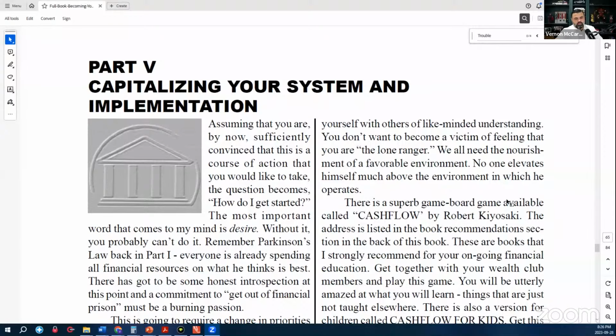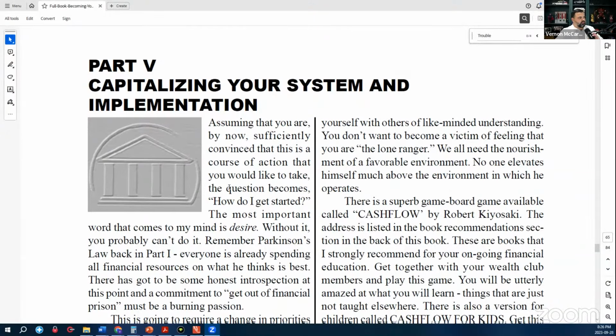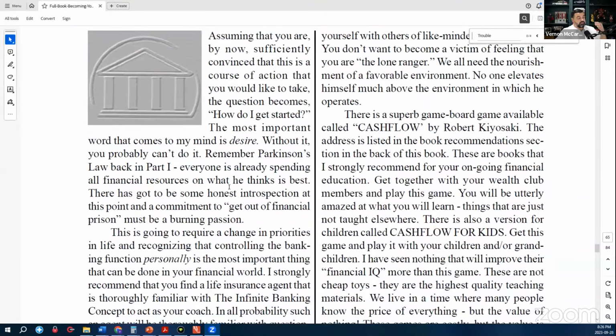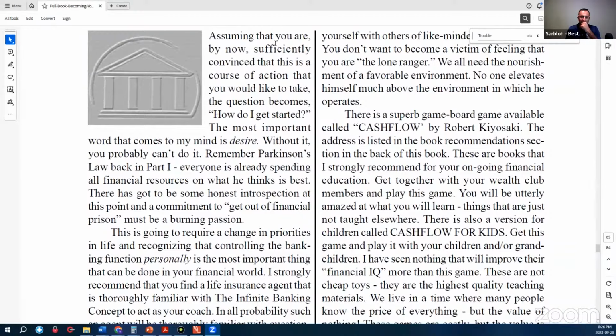And so what specific, you wanted to go through these first couple paragraphs? This is actually my favorite part. Yeah, I think the first two paragraphs have everything that we need to know regarding capitalizing the system, and once the system is capitalized, adding more to your system, meaning expanding it with more policies. Yeah, so assuming that you are by now sufficiently convinced that this is the course of action that you would like to take, the question becomes, how do I get started?